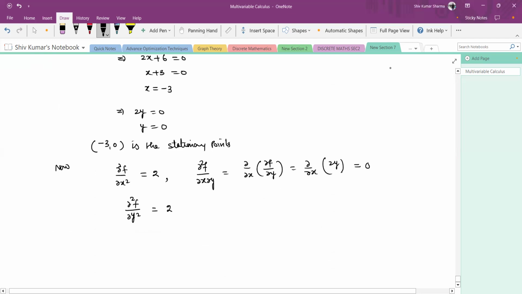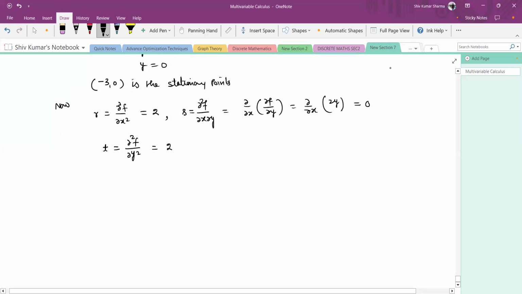So this del square f upon del x square we write down as r. This value we write down as s, and this we can write down as t. So we have all three values r, s, and t. So we follow the conditions. That means the condition is rt minus s square. So first we obtain rt minus s square.